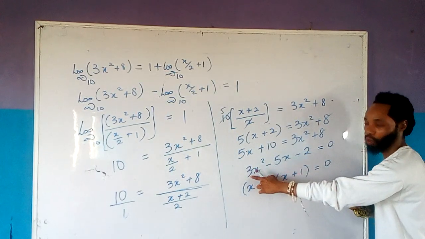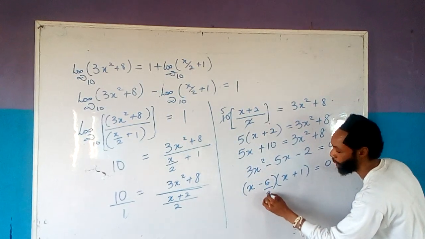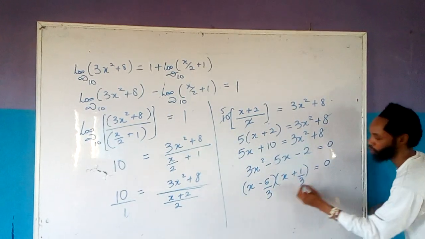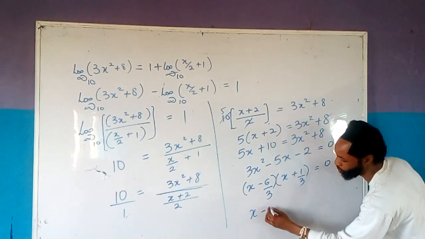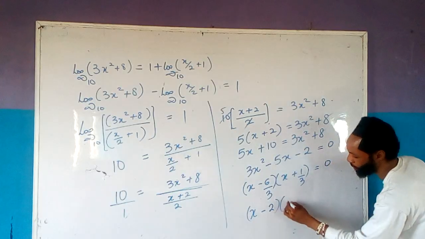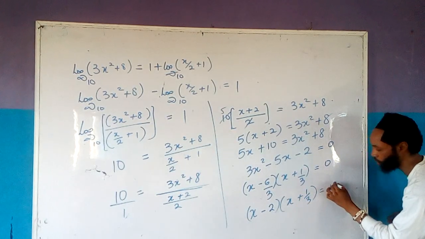Remember, we have the quadratic term, which is what? The coefficient of the quadratic term is 3. So divide through by that value. So we're left with what? x minus 2. That's what we have here. Then x plus 1 over 3 equals 0.